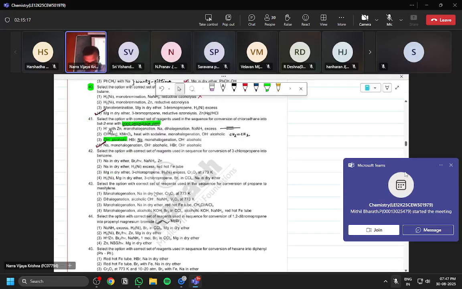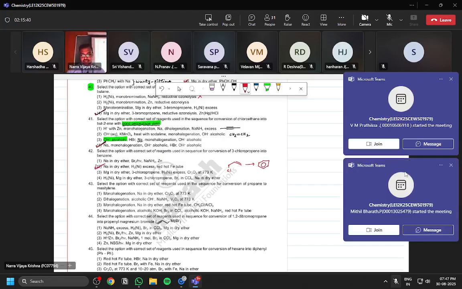Select the option with the correct set of reagents used in the sequence of conversion of 3-chloropropene into benzene. We need to convert 3-chloropropene to benzene. Sodium in dry ether. The answer is option 2. What have we done? First we have taken sodium in presence of dry ether. Wait. They want benzene, right? They want benzene. What the heck? The answer is option 3.